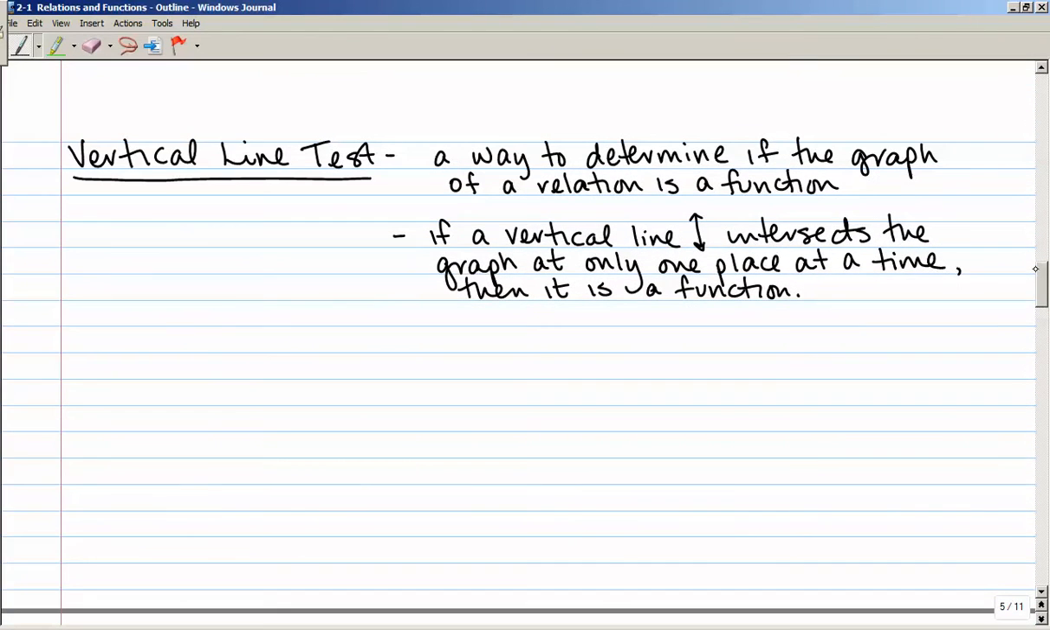The vertical line test, you probably remember this from Algebra 1 as well. It's a way to determine if the graph of a relation is a function. The way you do that is you take a vertical line and you run it across the graph of the relation, and if it only intersects the graph at one place at a time, then it is indeed a function.